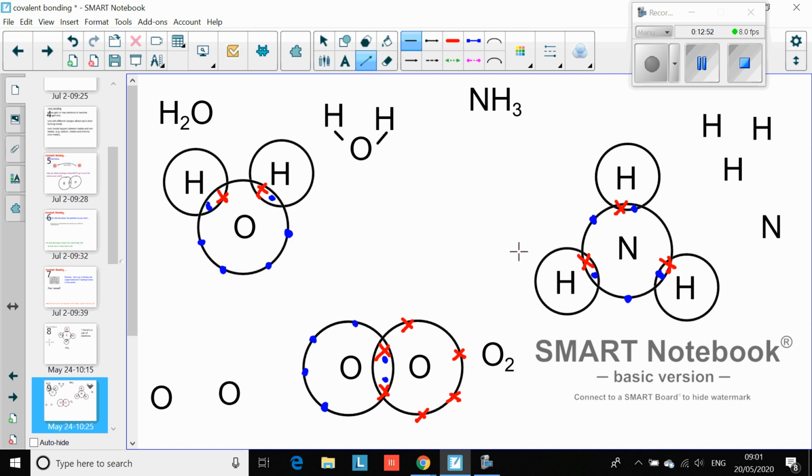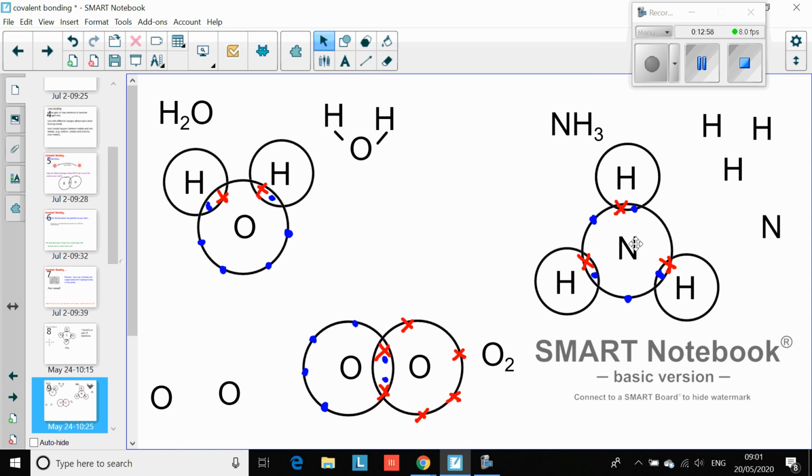Right, so this is ammonia, NH3, over here. So nitrogen originally had 1, 2, 3, 4, 5 electrons in its outer shell because it was in group 5, which means it needed 1, 2, 3 to bring it up to 8, that full outer shell. So this is how they arrange themselves. So what you've got is 1 bond, 2 bonds, 3 bonds.